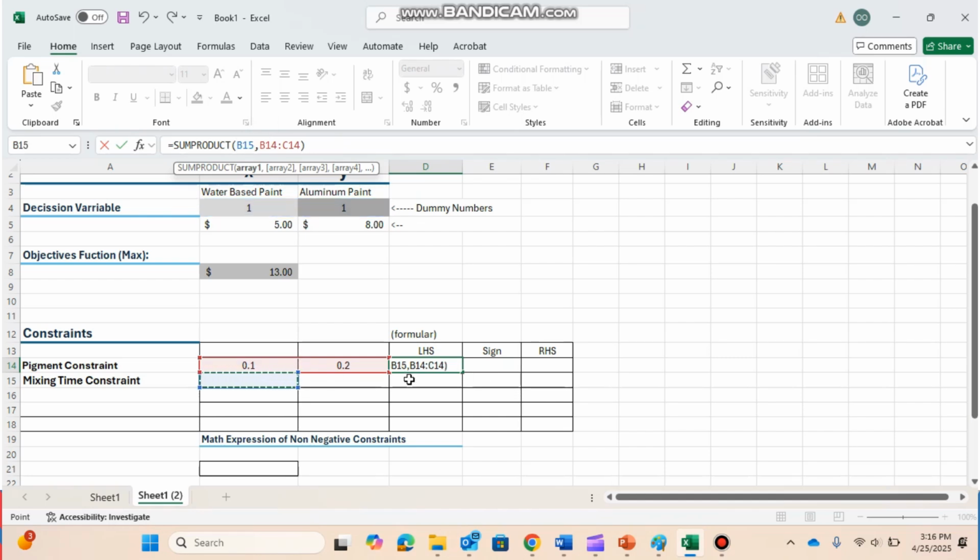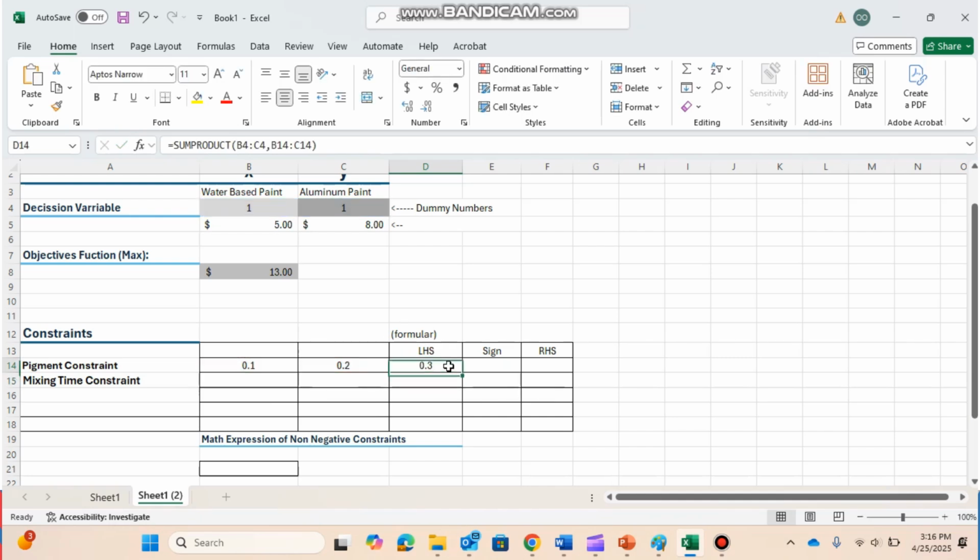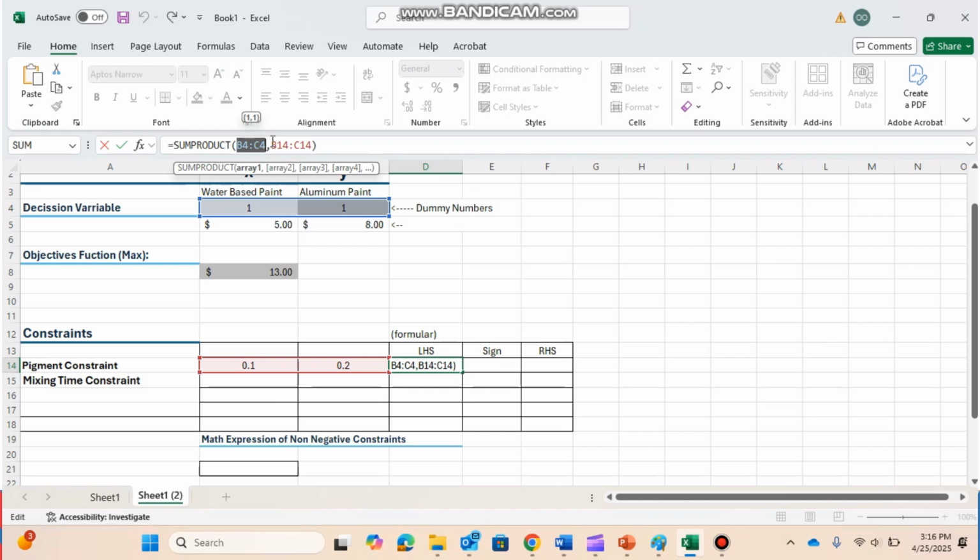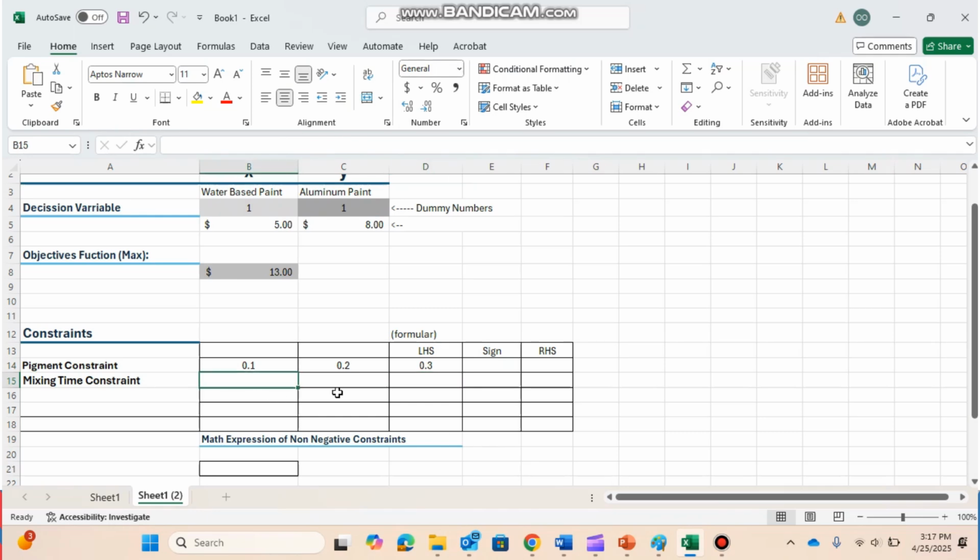Go again. This cell, this cell. Let's make sure we reference this one. You can use a keyboard shortcut, F4. Yeah, that's done.